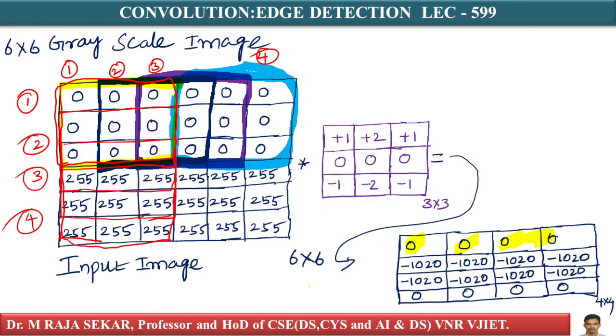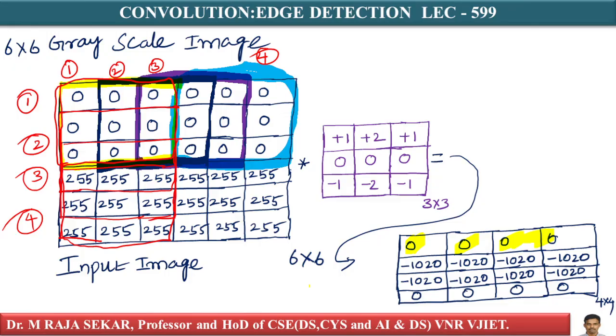I can only place it 4 times, row wise as well as column wise, because I can only perform the convolution 4 times.